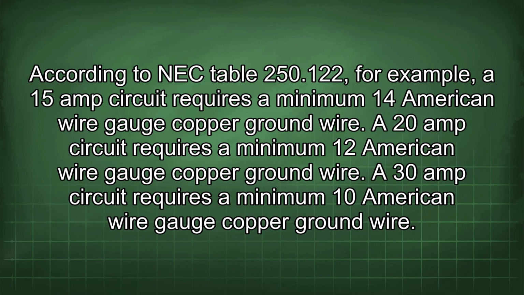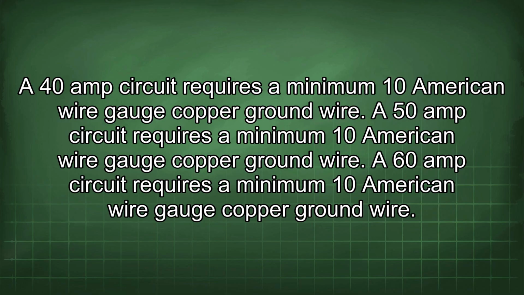A 20 amp circuit requires a minimum 12 American wire gauge copper ground wire. A 30 amp circuit requires a minimum 10 American wire gauge copper ground wire. A 40 amp circuit requires a minimum 10 American wire gauge copper ground wire. A 50 amp circuit requires a minimum 10 American wire gauge copper ground wire. A 60 amp circuit requires a minimum 10 American wire gauge copper ground wire.